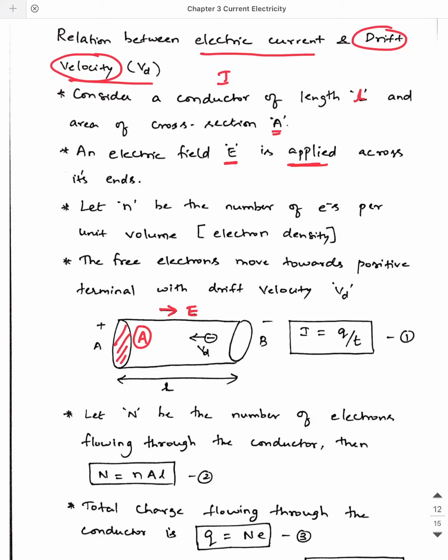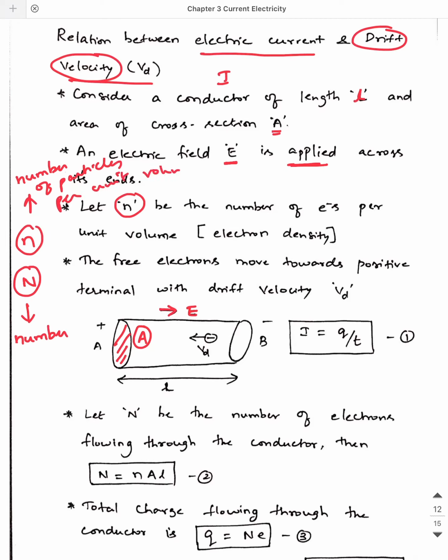Let small n be the number of electrons per unit volume. Remember, there are two n's used in physics: one is small n and the second is capital N. In general, capital N is used for the number of particles and small n is always used for the number of particles per unit volume. Here the particles are electrons. So let n be the number of electrons per unit volume. This term is also called electron density.